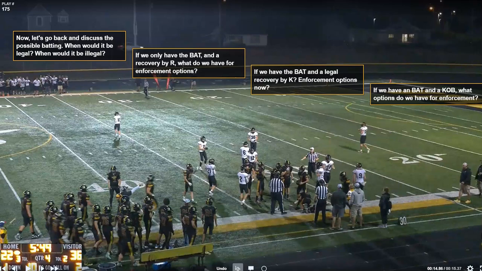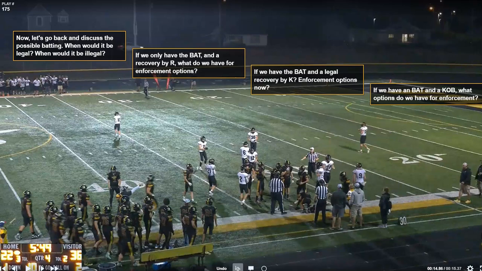But of course, we can still enforce the foul because Team K did foul, but we'd have to make it a previous spot enforcement, go back from the 40 to the 30, and K would be able to kick off again. If they decline that foul, if K had a legal recovery, then it's going to be K's ball. So they're not going to do that.